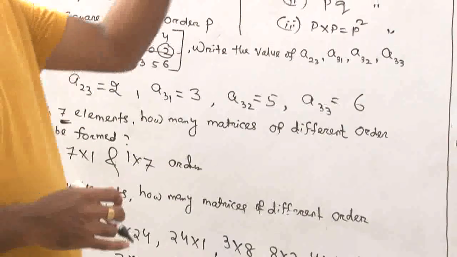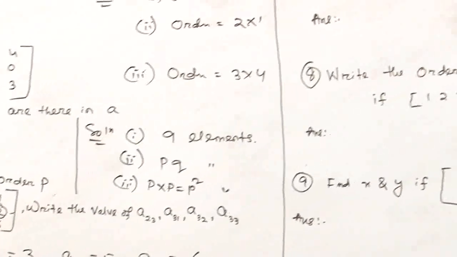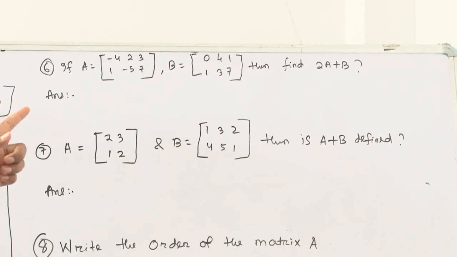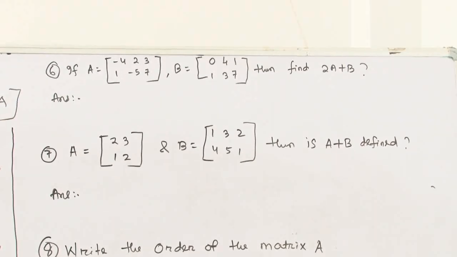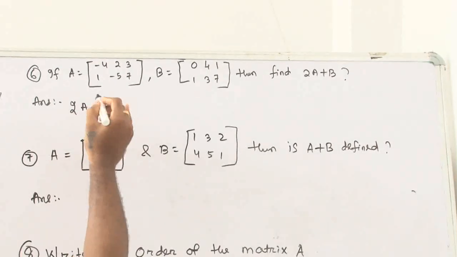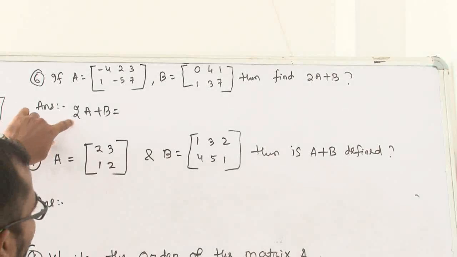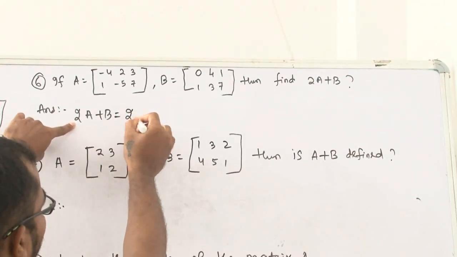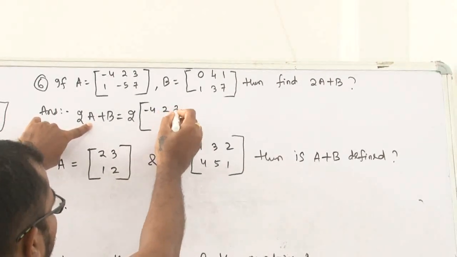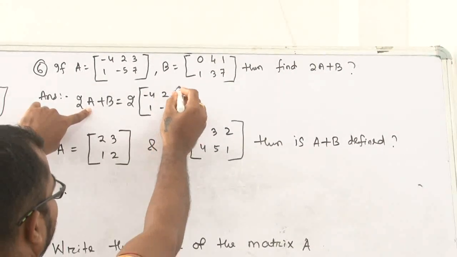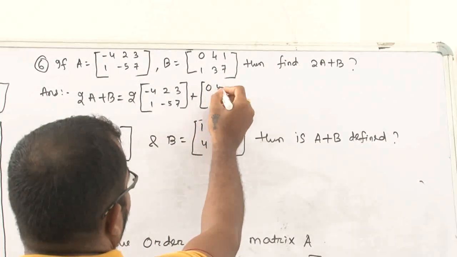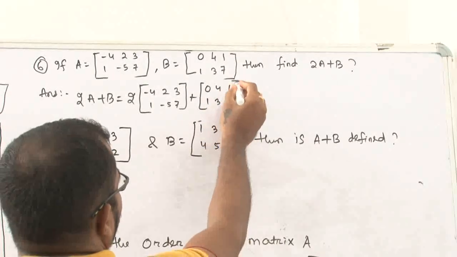Next, we proceed to question number 6. If A is a matrix and B is another matrix, then find 2A plus B. So you have to find the value of 2A plus B. 2A means 2 is a scalar multiple of matrix A, so 2 into the value of A, which is minus 4, 2, 3, 1, minus 5, 7, plus the value of B, which is 0, 4, 1, 1, 3, 7.